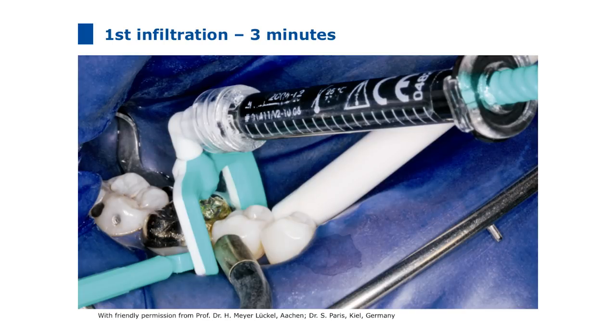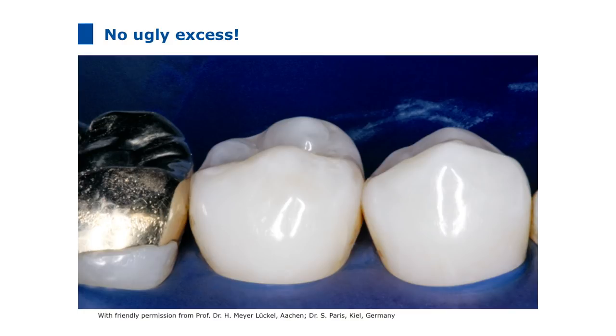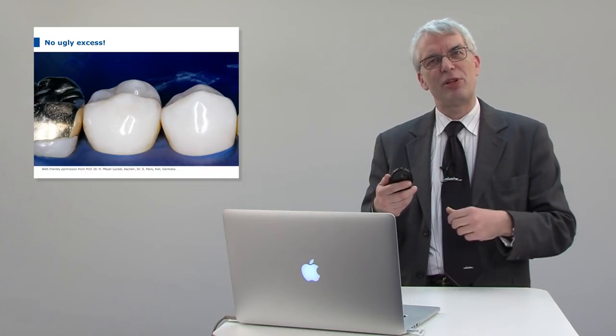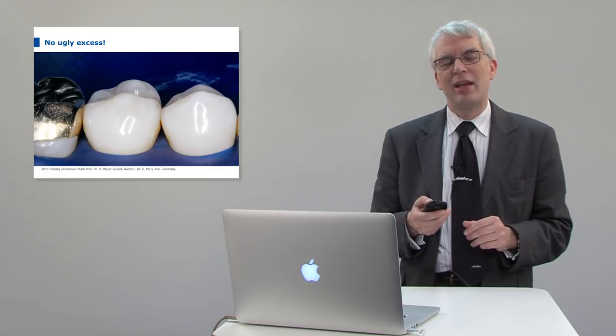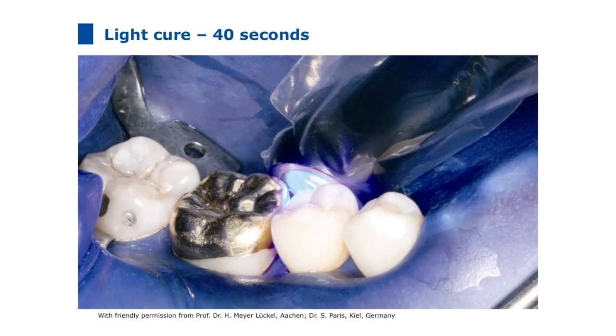And now it's time to do the first infiltration. So, apply Icon for 3 minutes. You might have to reapply a little, but you'll see that Icon is taken up by the tooth. And after that, remove the tip, clean with floss, and you'll find that you don't get any of these ugly excess messes that you get with a bonding agent. Because Icon is so nice and fluid, you can just blow it with your air syringe and clean off the rest with floss. Wonderful. And then, just to be absolutely sure that everything is fine, we cure it for 40 seconds.